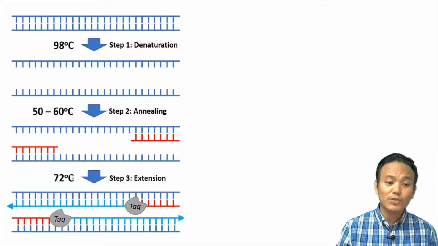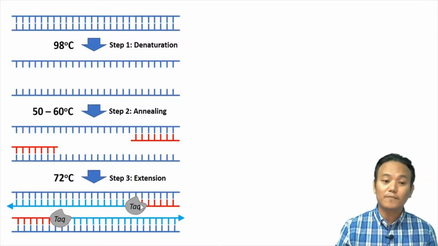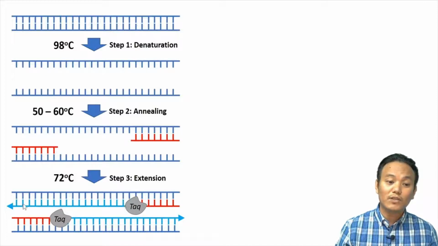At 72 degrees Celsius, the Taq DNA polymerase functions optimally. So the Taq DNA polymerase will come and bind over here and start the polymerization process, right? Thereby creating a new DNA strand on the two old DNA strands, right? Thereby from one DNA molecule, we now get two DNA molecules, right?